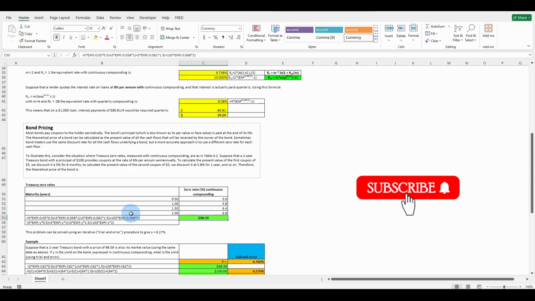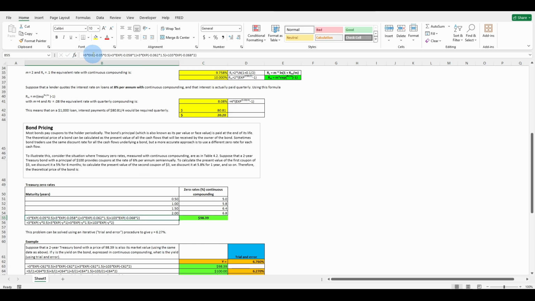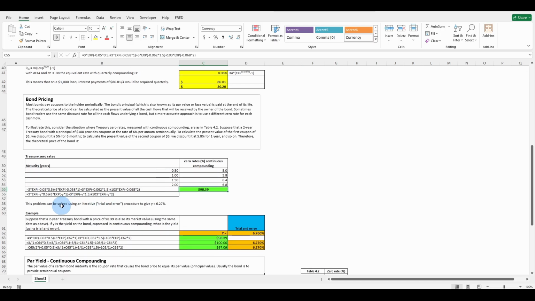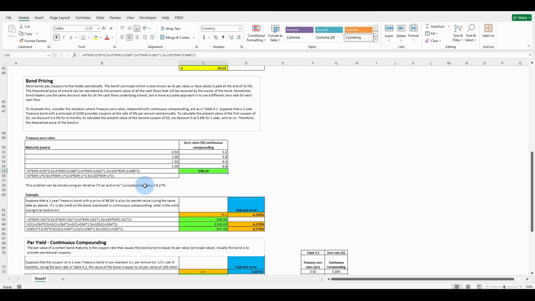There's no easy, fast, simple way to do this. It's just crunching the numbers. And there's no magic here. All we're doing is filling in the spaces. Semi-annual coupon times EXP of the rate times the period, plus 3 times EXP of the rate times the period, and so on and so forth. And we're going to come up with a discounted price of 98.39.